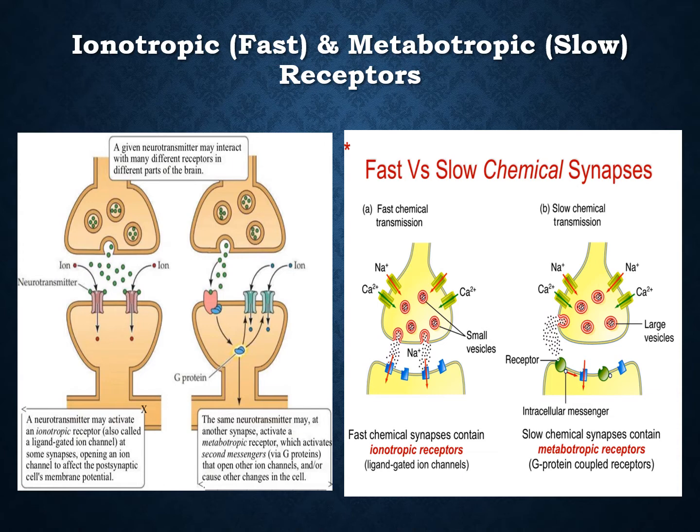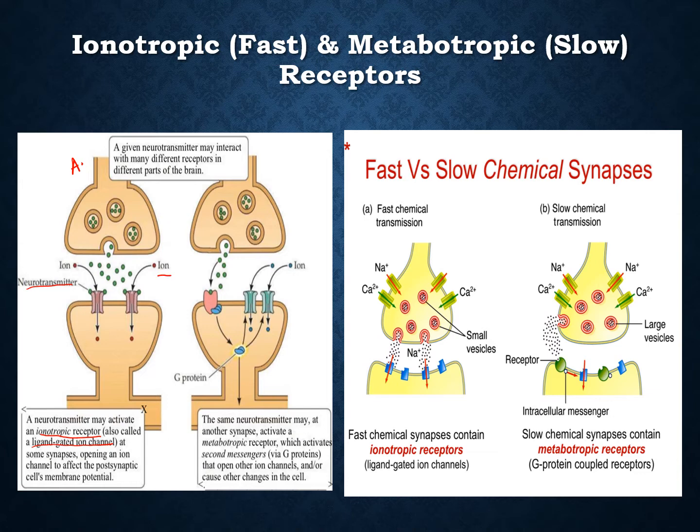the brain. So here in the left hand side diagram, diagram number A, a neurotransmitter may activate an ionotropic receptor, also called a ligand-gated ion channel, at some synapses, opening an ion channel to affect the postsynaptic cell's membrane potential. The neurotransmitters are pointed over here and the ions are shown.